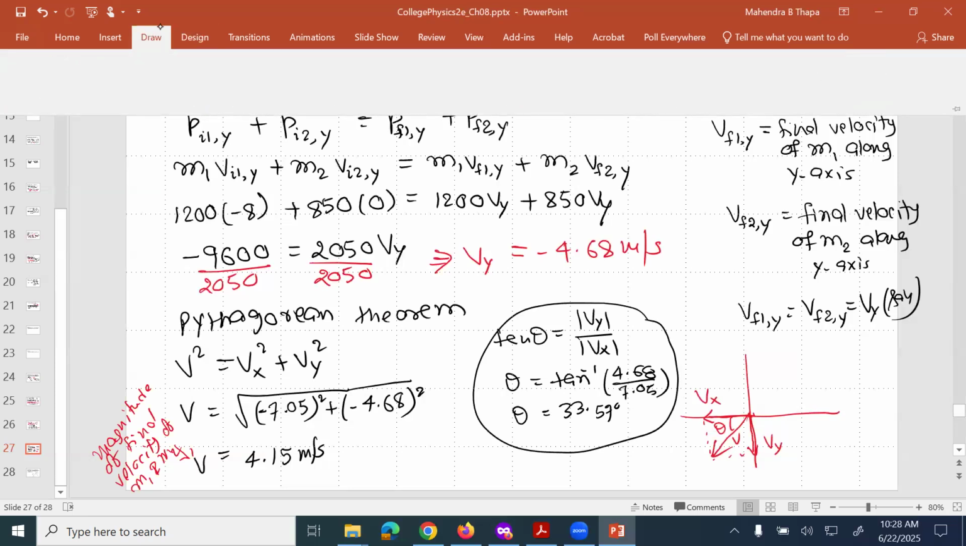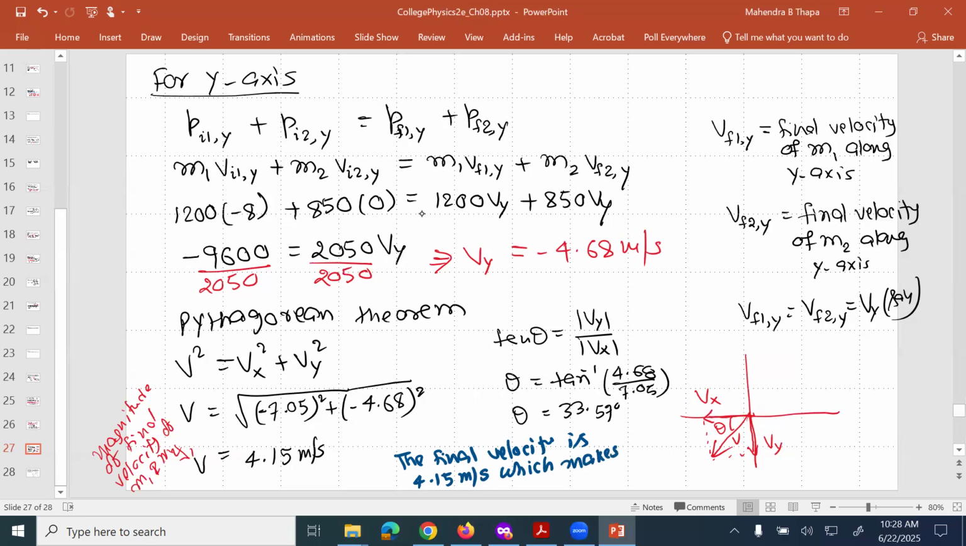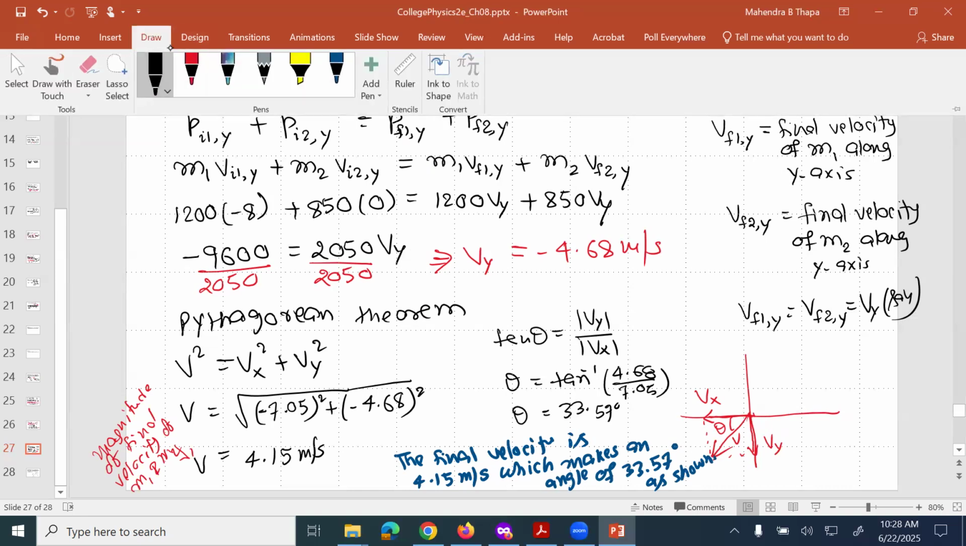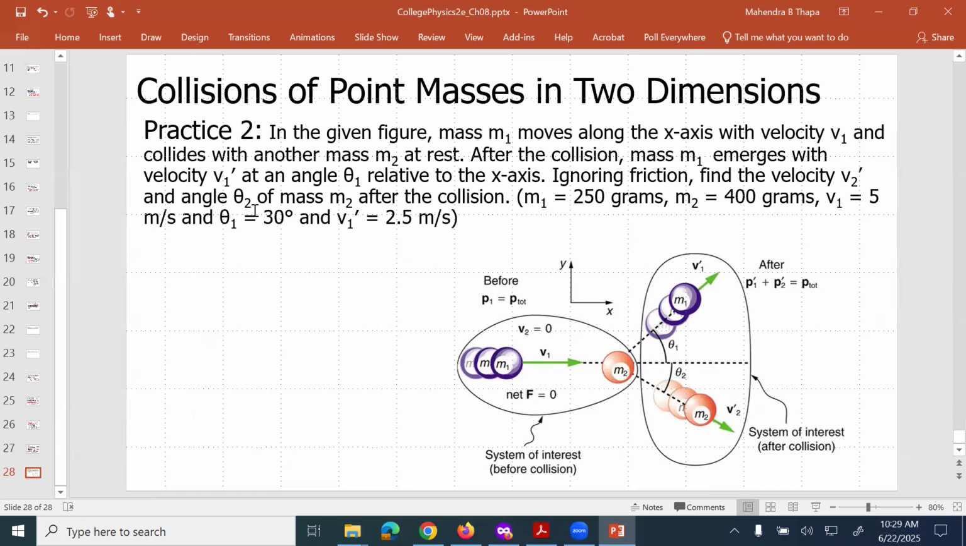So our final answer we can write like this. The final velocity is 4.15 meters per second, which makes an angle of 33.57 degrees as shown in the figure. So that represents the vector V final. Based on this, you can try this practice problem too. You can follow a similar approach.